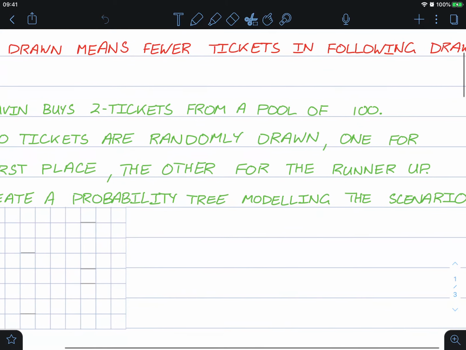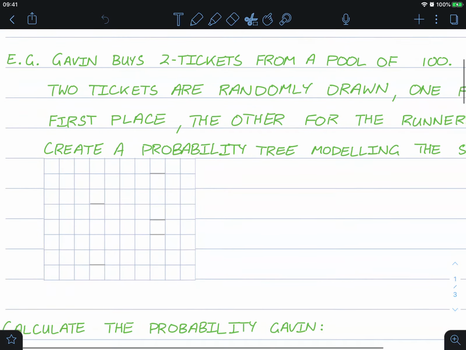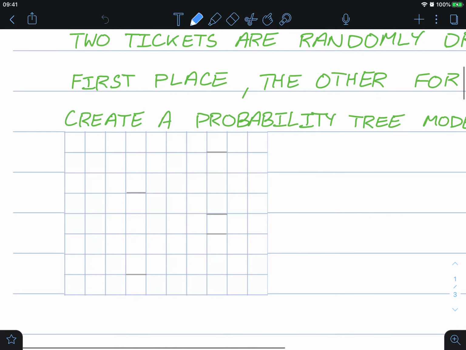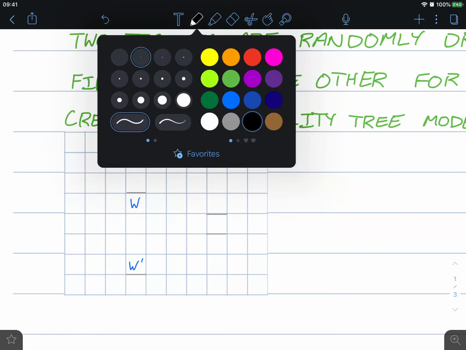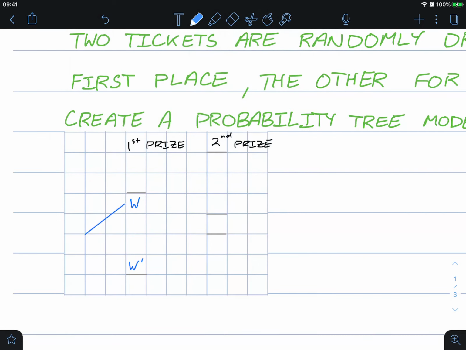Let's create a probability tree modeling the scenario. Well, in this scenario, Gavin could either win or lose. In this case, I'm going to say it's a not win. So this is for the first prize. So first prize, draw. And this will be for the second prize. Following this path, he could win or he could lose the first prize.